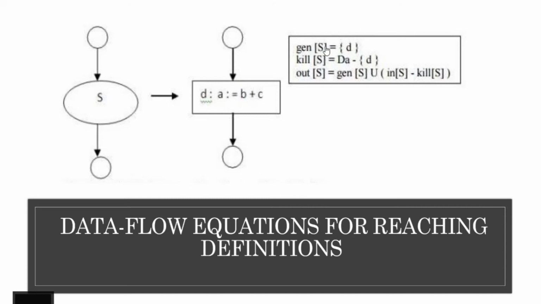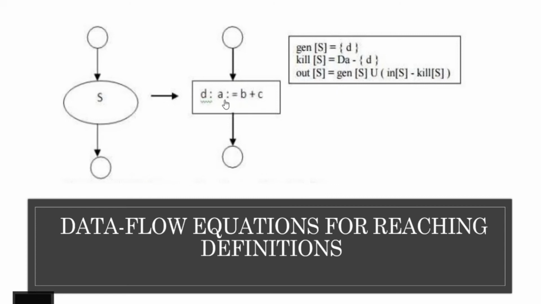Is equal to D. On the other hand, D kills all the other definitions of A, isn't it? Because D and A are the same. So, D kills all of the definitions of A. That's why we will write like this: kill of S is equal to dA minus all other definitions, where dA is the set of all definitions in the program for variable A.